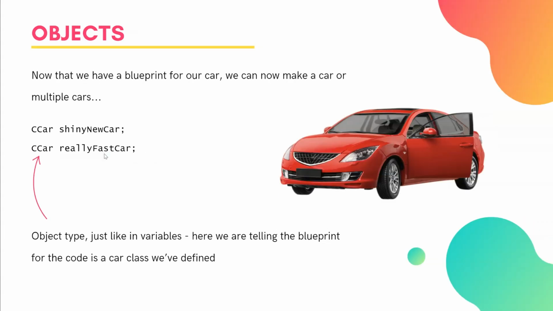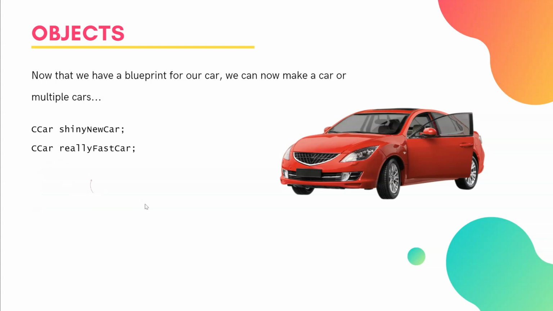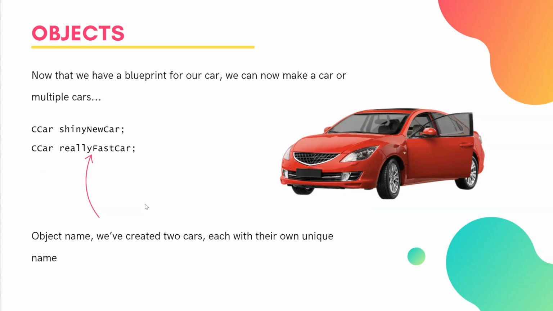So the object type here, just to recap, just like in variables, we're setting up as the car class, and we're telling the blueprint for the code is a car class we've already defined. We've given it a name, and again, we've used a name that is unique, but also understandable, right? Shiny new car, really fast car. You already understand a bit about what these objects are and maybe how they're different.